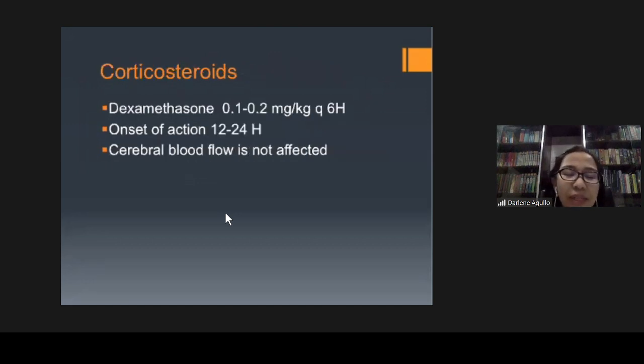Corticosteroids are for vasogenic edema. You give dexamethasone at 0.1 to 0.2 milligrams per kilo every 6 hours. Onset of action is 12 to 24 hours. Cerebral blood flow is not affected.